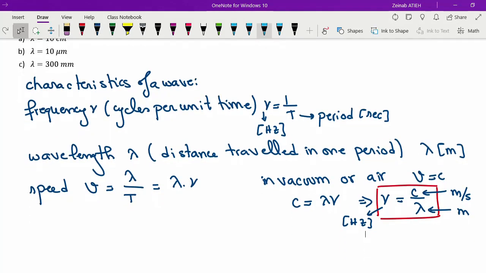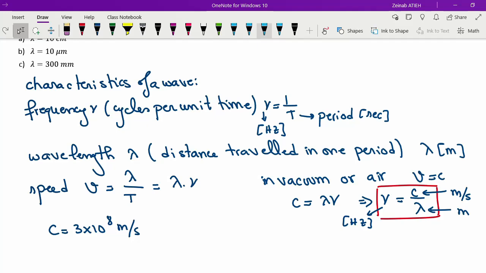Okay. So you all know that c is equal to 3 times 10 to the power 8 meter per second. This is a constant, the speed of light or an electromagnetic wave in vacuum. So now we are able to calculate nu easily, given lambda for the 3 parts. We just substitute in the equation and we get nu.